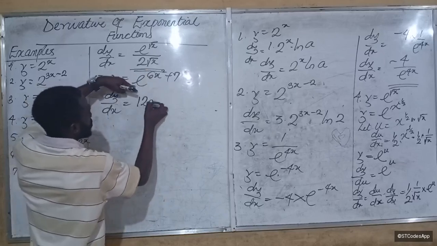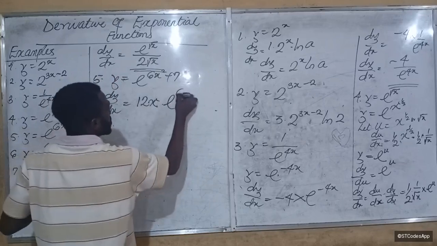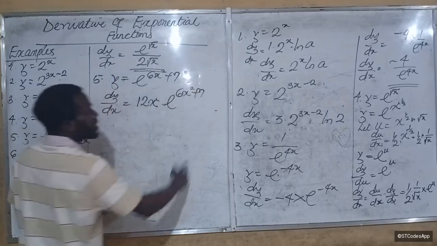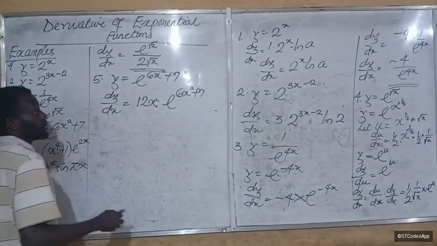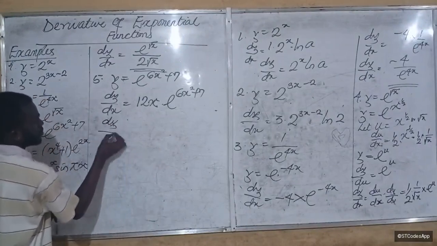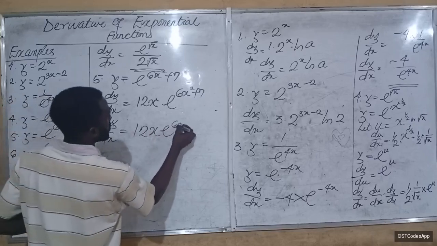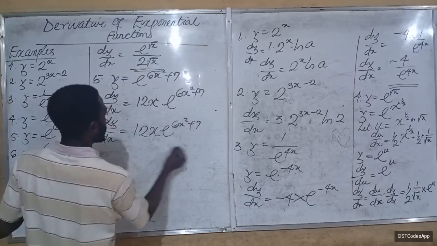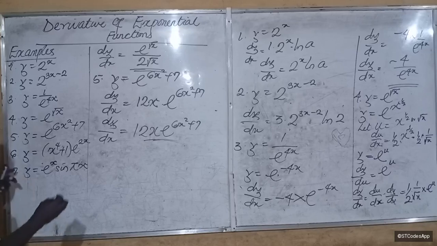It's going to give us 12x, dot the function itself, e to the 6x squared plus 7, then ln e. But since ln e is 1, it won't appear. So dy/dx will now become 12x e to the 6x squared plus 7. It doesn't change, so that's our answer. Alright? Okay, let's go to number 6.